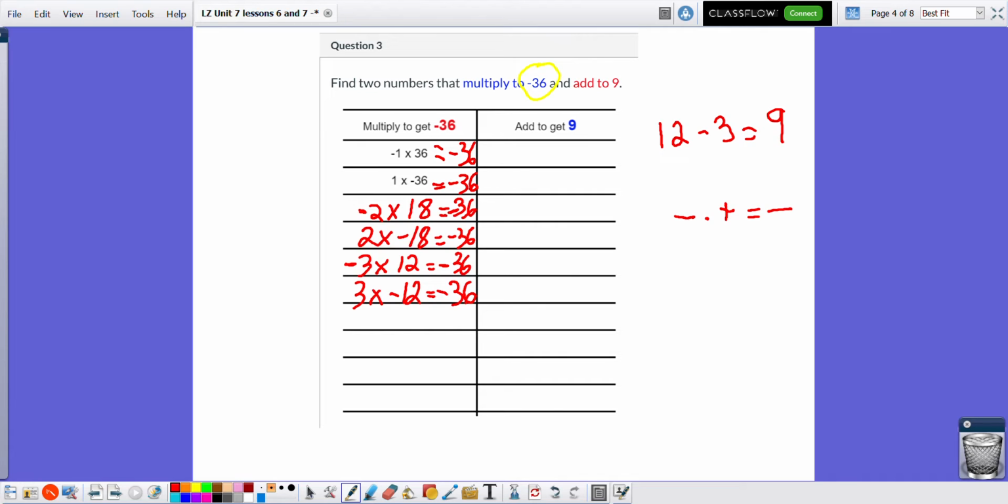So I know that I need one of these two factors. So let's see. Negative 3 plus 12 equals 9. 3 plus negative 12 equals negative 9. So I know that the factors that I need are negative 3 and 12 because I need positive 9.